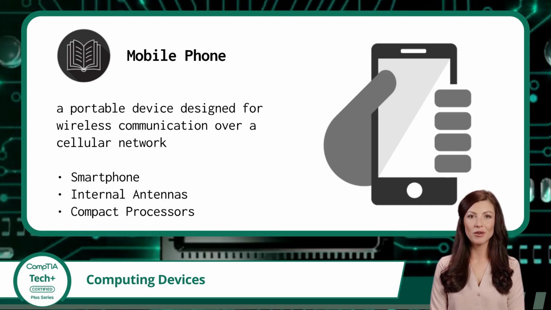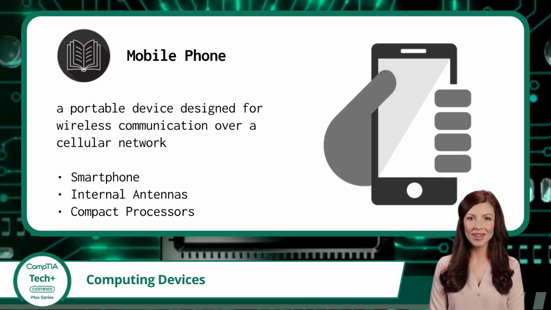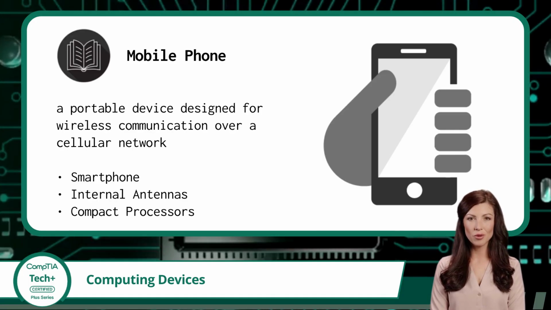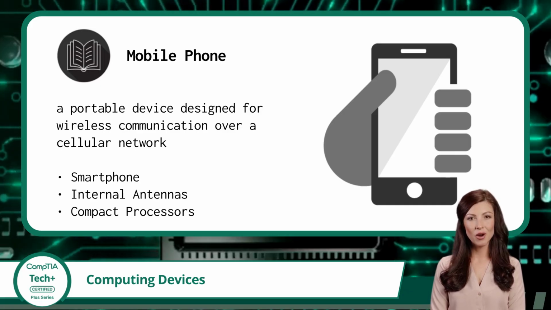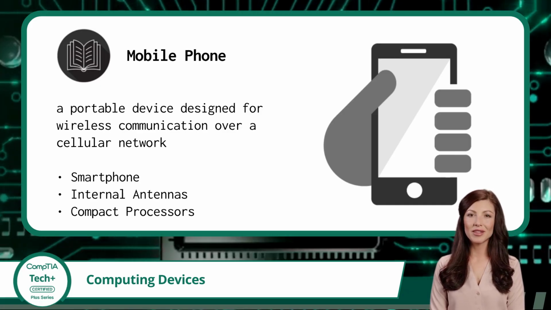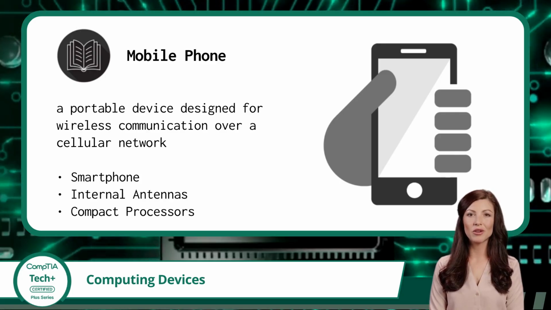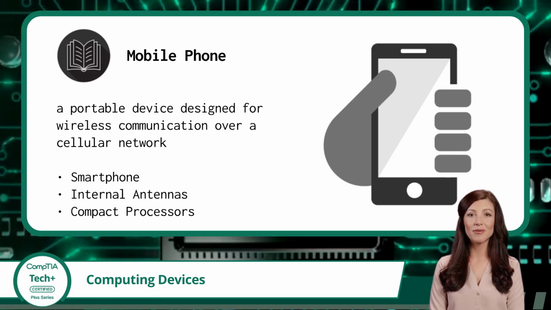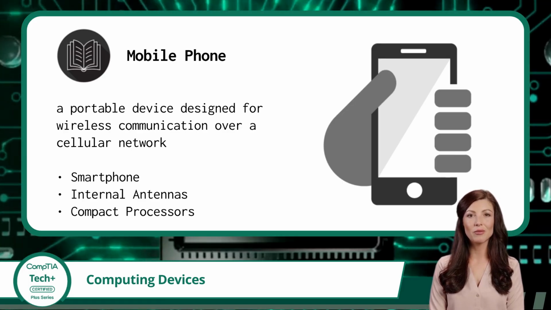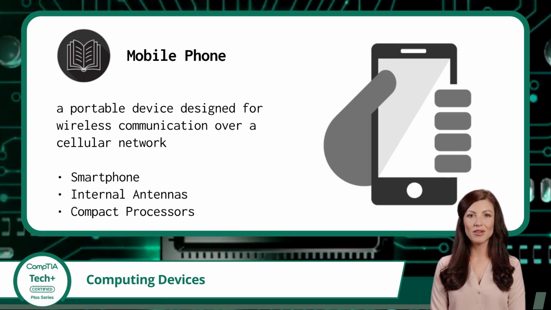Today's mobile phones let you make calls, send texts, browse the internet, run apps, use GPS, take photos, and even scan documents. No wonder people now refer to a mobile phone as a smartphone. To make all this happen, mobile phones rely on a combination of hardware and software. They use internal antennas to connect to cellular networks and compact processors that are designed for both power efficiency and performance. It's a lot of capability packed into a device that fits in your pocket.